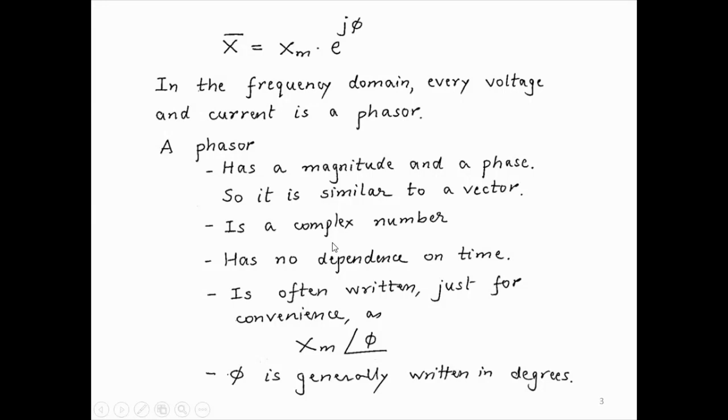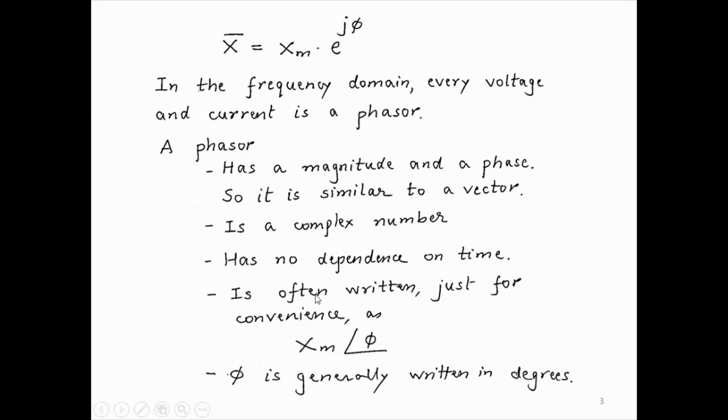Once we convert the circuit to frequency domain or the complex domain, time disappears from the circuit. This is important because one should never draw a circuit in the frequency domain that has time in it. Cos omega t should not appear in the complex domain circuit.